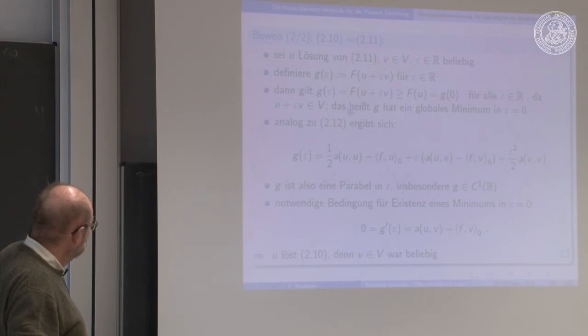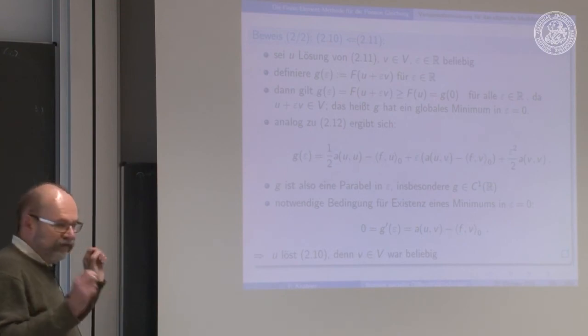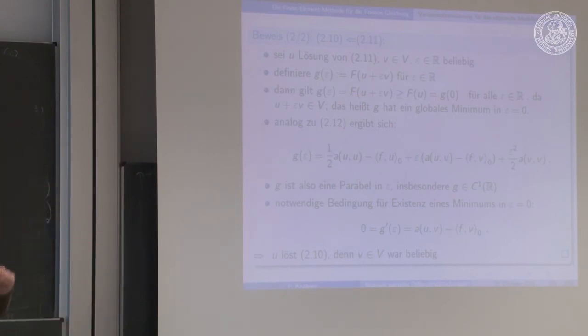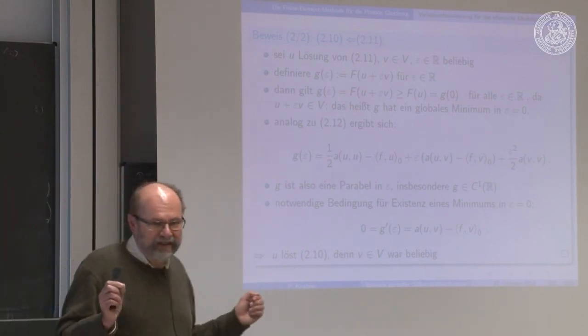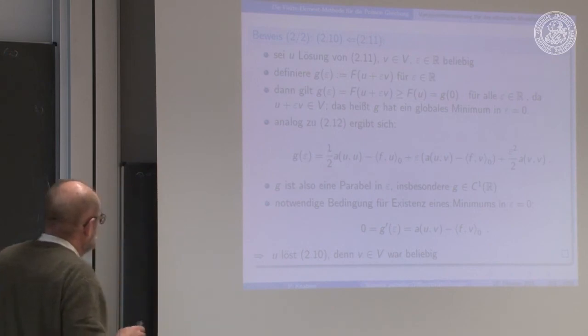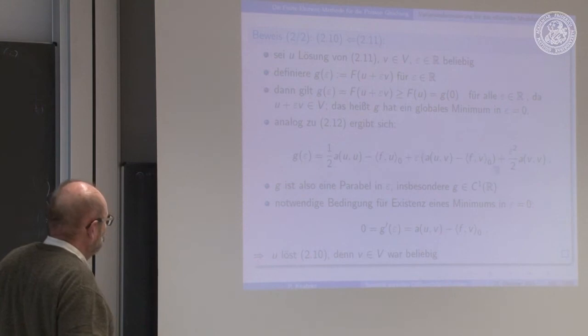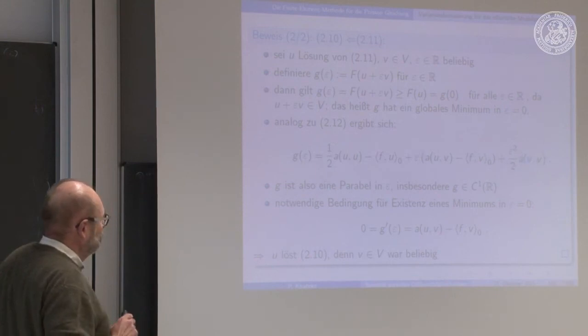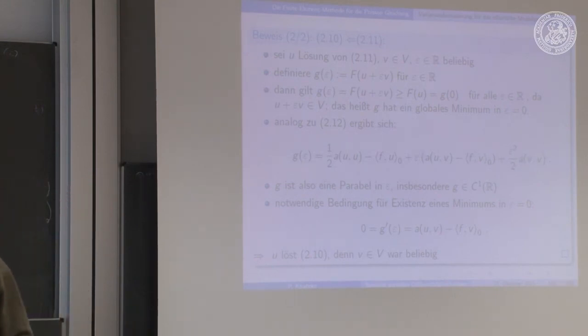So what we see here, in epsilon, U and V are fixed quantities. In epsilon, it's just a parabola. So we don't have to care about differentiability. This is just a parabola which is open from above, because the UVV is positive. It's good that it's open from above. Otherwise, we would have a little bit of problems with the minimum.